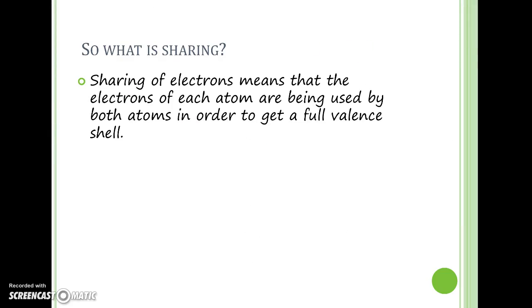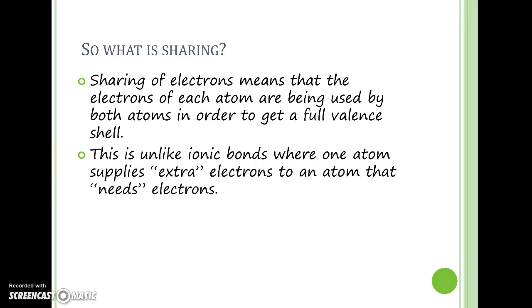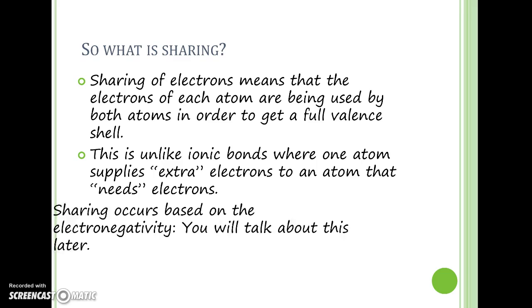So you're probably asking, what is sharing? Well, the sharing of electrons is basically when electrons from each atom are being used by both atoms in order for both atoms to have a full valence shell. And so ionic bonds obtain a full valence shell where one atom supplies extra electrons and another takes electrons.